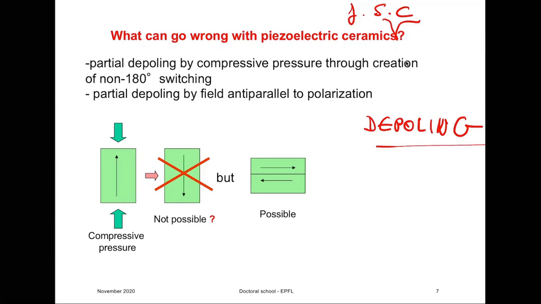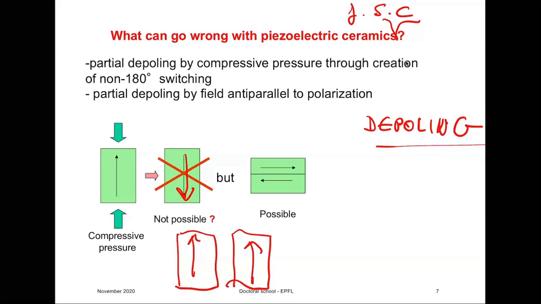Let's say you have a piezoelectric ceramic and you apply compressive pressure on it. So can pressure reverse a vector of polarization by 180 degrees? Well, it shouldn't. Because elastically, this situation and this situation are exactly the same. They are elastically equivalent. The elastic energy of this and this is exactly the same. So there is no reason for a pressure to switch from one to the other.